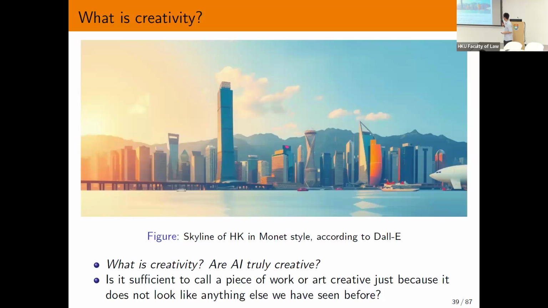Yeah, so I had a question over here. Maybe someone else might think about it. Another one is creativity. What is creativity? Is AI truly creative? For example, is it sufficient to call a piece of work or art creative just because it doesn't look like anything else we've seen before?